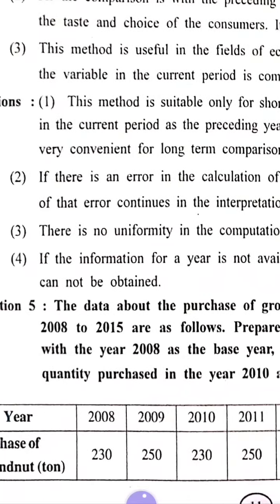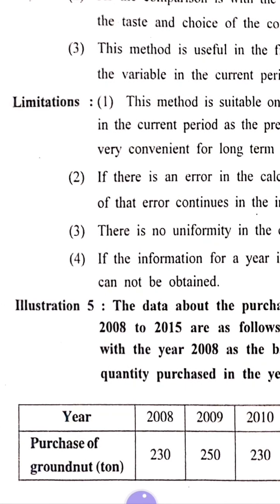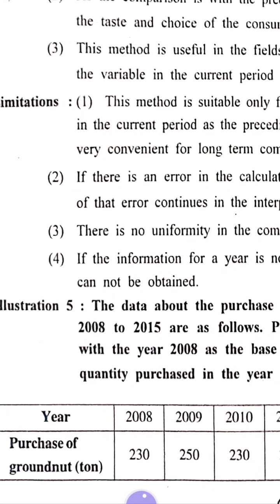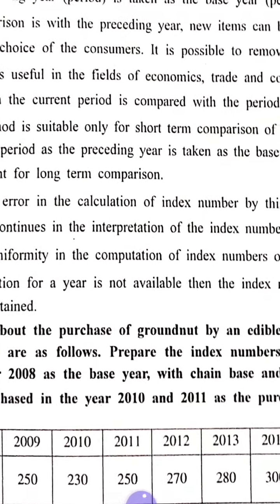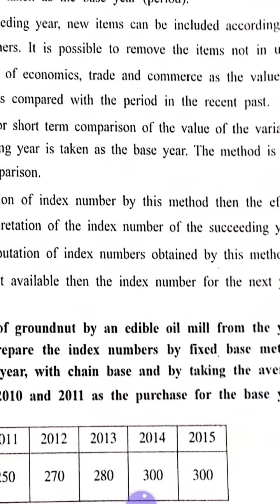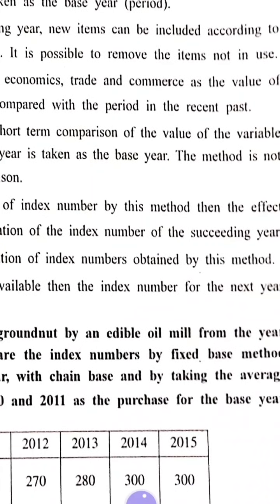What they've given? You would find the purchase of groundnut in tons is being given. There's a quantity given to you: 230, 250, 230, and it goes till 300. What they've asked: prepare the index number by the fixed base method. Okay, the fixed base method.